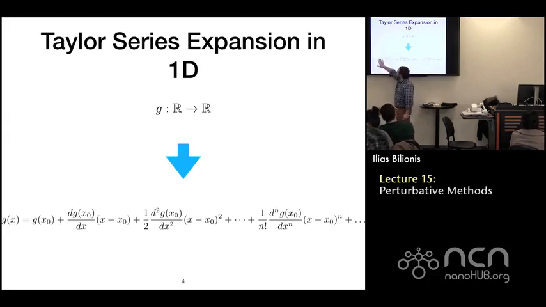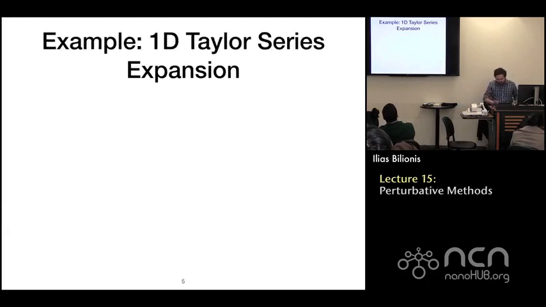So you say it's the value of g at x naught plus, I'm moving on a line. And then when you add the second term, you're approximating g of x as a quadratic function. And if you include all the terms, you can approximate anything you want. Okay? I'll just show you how it works with a simple example, sine of x.